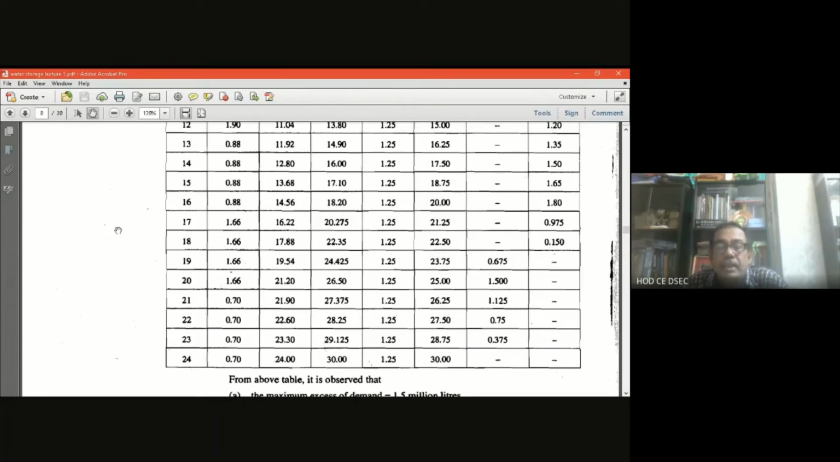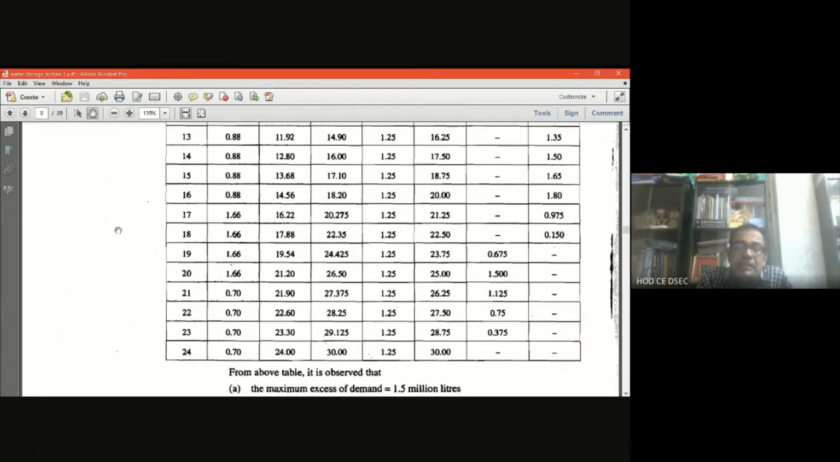Then in the 20th hour also there is a maximum demand, because cumulative demand is 26.5 and cumulative supply is 25. So excess demand is 1.5. Then in the 21st hour excess demand is 1.125. Then in the 22nd hour, it is also calculated, excess demand is 0.75. And the last one, 23rd hour, excess demand is 0.35. But in the 24th hour, it has been found that the demand and supply are equal. So no excess demand, no excess supply.